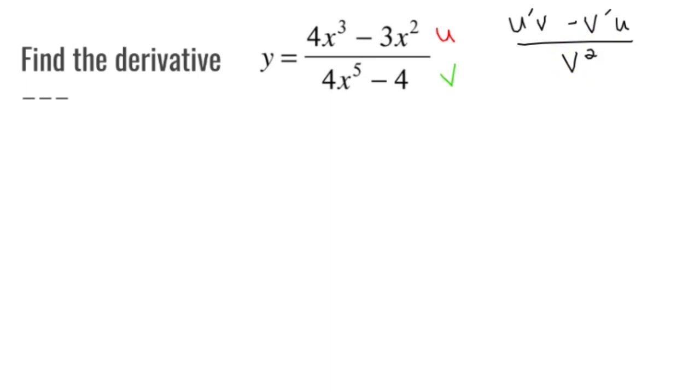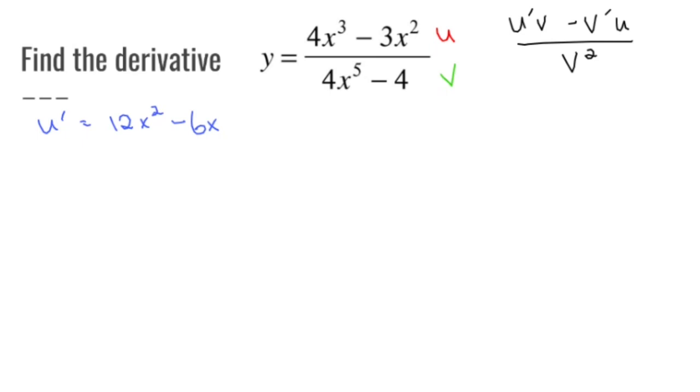So we know what u is. We know what v is. We are going to find u prime and v squared. So u prime is going to be the derivative of this numerator. So the derivative of 4x to the third, power rule, multiply 3 times 4 is 12, subtract 1 from the exponent, x squared, minus multiply 2 times 3, which is 6. Turn that 2 into a 1 after you subtract 1, and that's u prime.